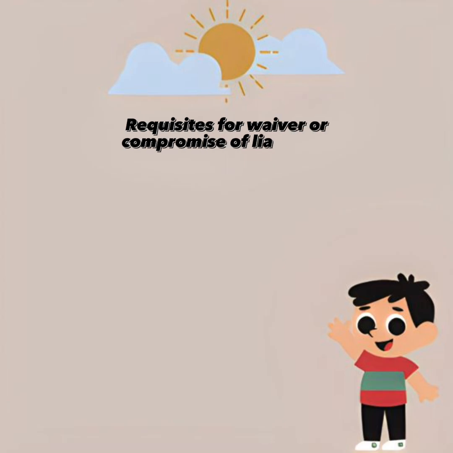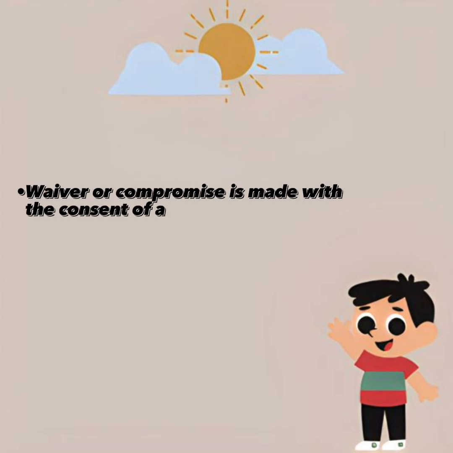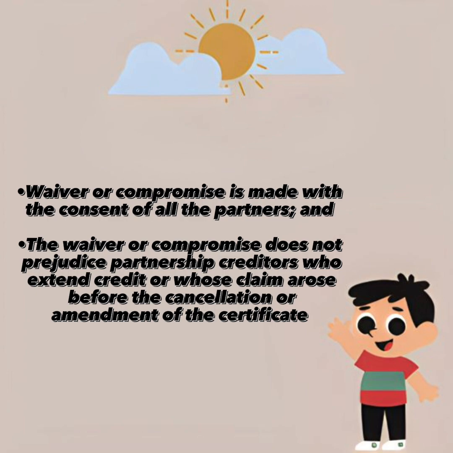Requisites for waiver or compromise of liabilities. The waiver or compromise is made with the consent of all the partners, and the waiver or compromise does not prejudice partnership creditors who extend credit or whose claim arose before the cancellation or amendment of the certificate.